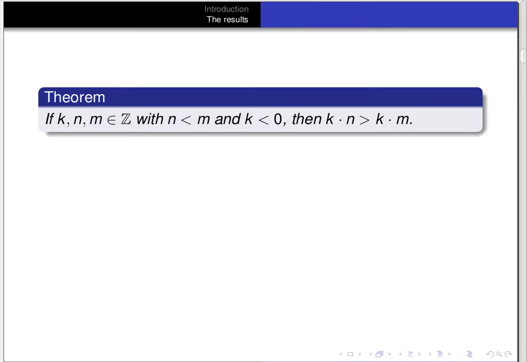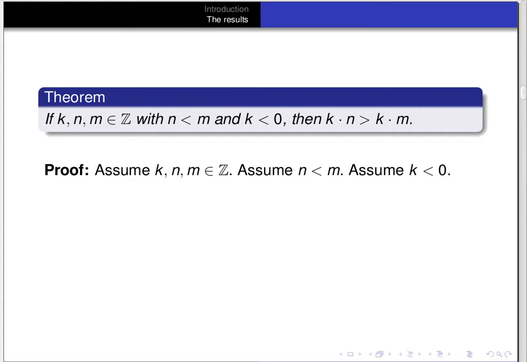So let's get on to proving our first theorem. If we have three integers, k, n, and m, with n less than m and k less than 0, then multiplication by k reverses the inequality. So k times n will be larger than k times m. So let's assume k, n, and m are indeed integers, and let's assume n is less than m, and also that k is less than 0.